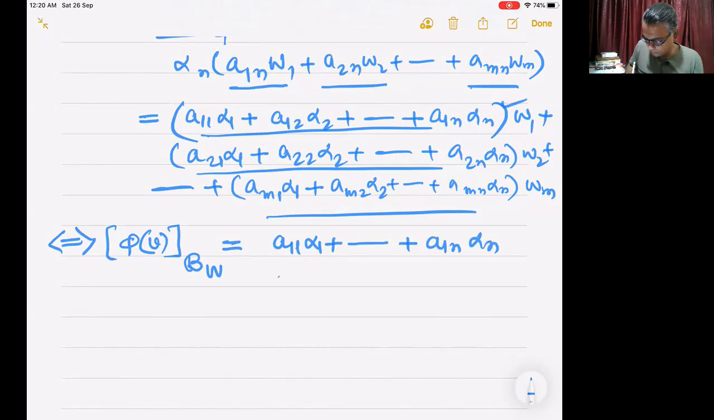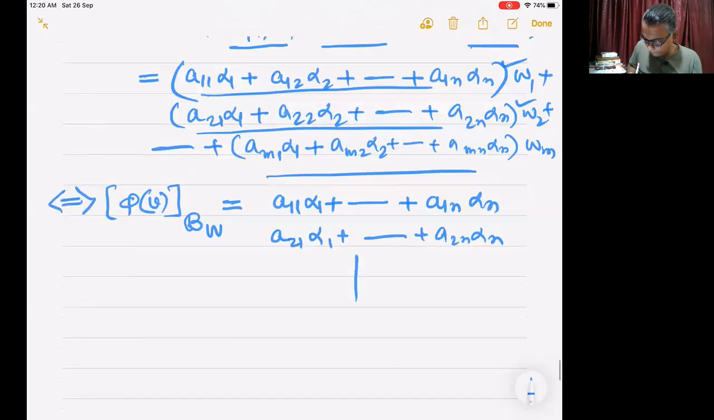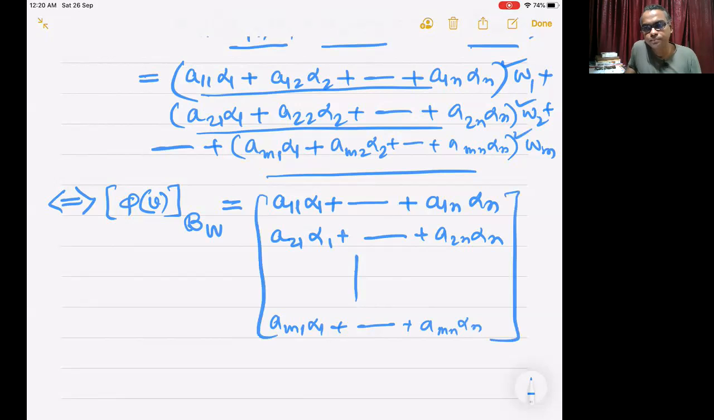Second entry would be the second coefficient, which is this one, and so on. Finally, the mth coefficient would be AM1 alpha 1 plus dot dot dot plus AMn alpha n, this one. This is the representation, right?